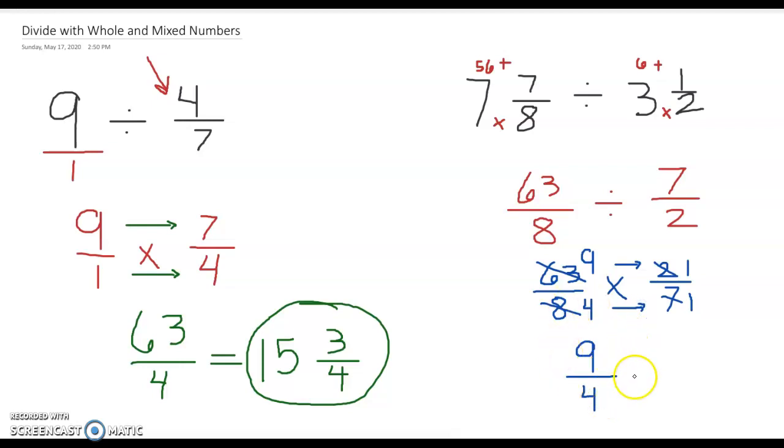However, once again, we cannot have an improper fraction, so we're going to turn it into a mixed number. 4 goes into 9 2 times without going over, which leaves us 1 over 4, and our answer is 2 and 1 over 4. And that's how we attack divide with whole and mixed numbers.